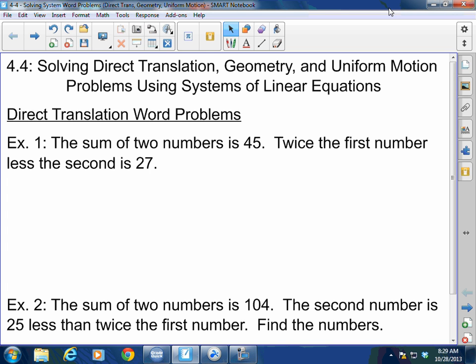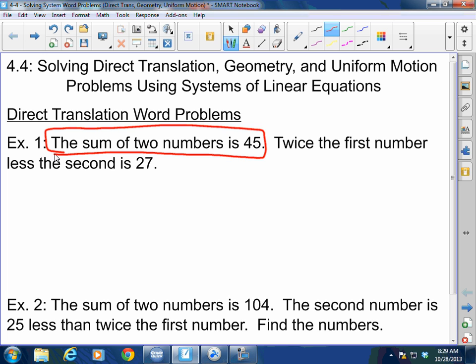That works great. But this is a lot more powerful, and it gives you a lot more breadth of understanding of word problems. For example, the sum of two numbers is 45. Twice the first number less the second is 27. Okay. Think systems of equations here. They're giving you information to set up two equations. The first thing they told you is that the sum of two numbers is 45. That's the first thing they tell you.